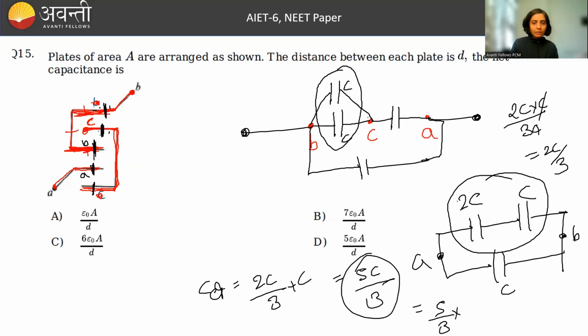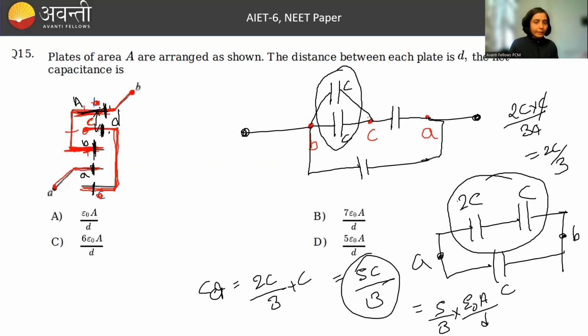5 by 3 C, what will you write as the value of C? Epsilon naught A by D, because each plate has an area of A, and the separation between two consecutive plates is D, and the medium is vacuum. So epsilon naught A by D.